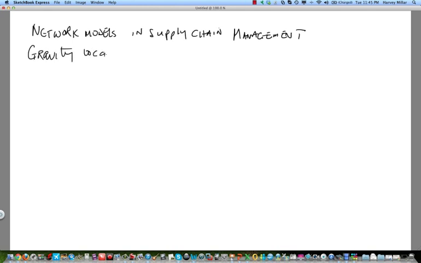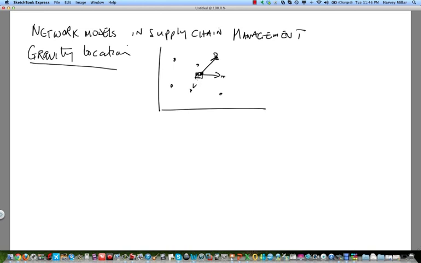Gravity location. Well, actually, it's a location problem where we're using the gravity method. And essentially, what you want to do is that if this is a grid and we have a number of customers, we're trying to find what is the best spot to locate the facility so that the weighted travel to these various destinations is actually minimized. So how can we do that?